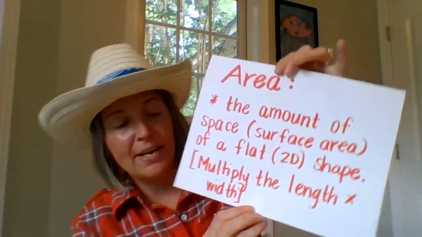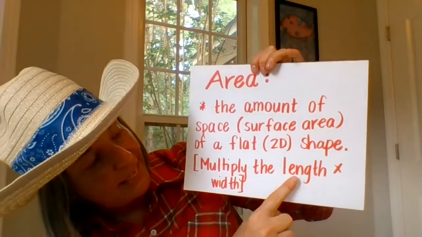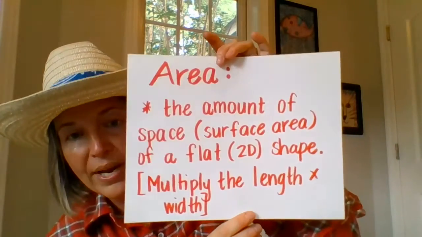Now, let's look at area. Area is the amount of space, the surface area of a flat or a two-dimensional shape. To find the area, we are going to multiply the length times the width.